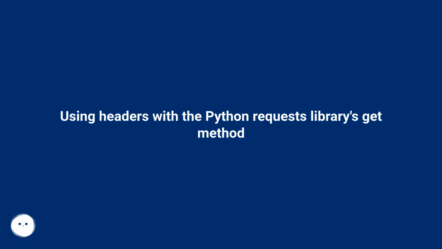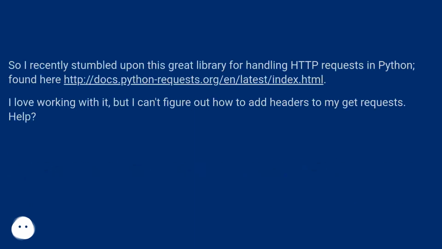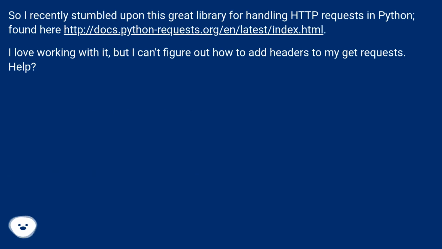Using headers with the Python requests library's get method. So I recently stumbled upon this great library for handling HTTP requests in Python, found at this URL. I love working with it, but I can't figure out how to add headers to my GET requests. Help?